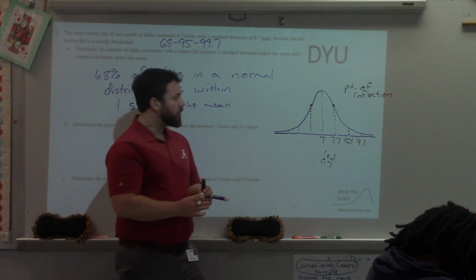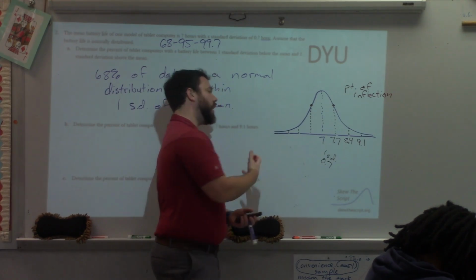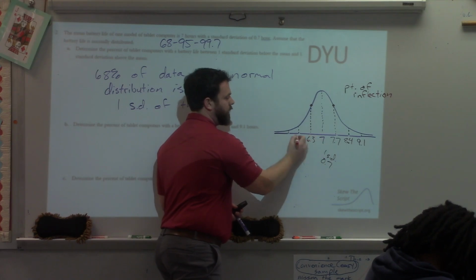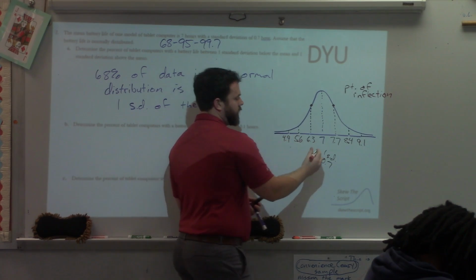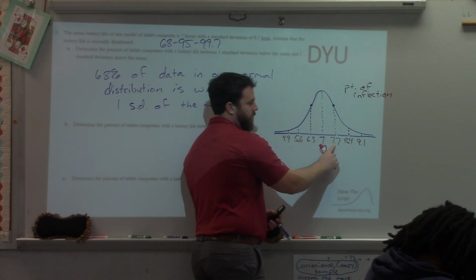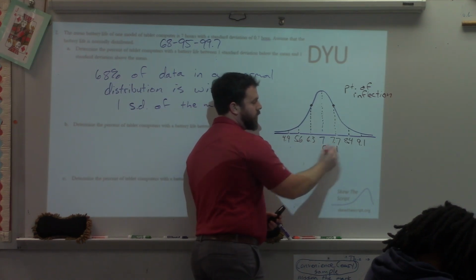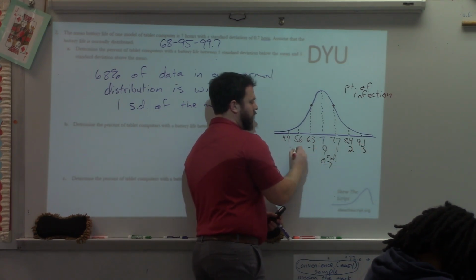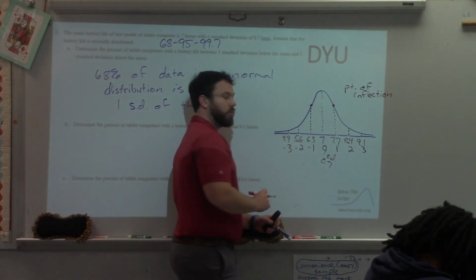And now, when I go to the right, I add, and when I go to the left, what am I gonna do? Subtract. 6.3, 5.6, and 4.9. Remember, the mean is 7. The 7.7 was 1 standard deviation above the mean, 2 standard deviations above the mean, 3. 1 below, 2 below, 3 below.